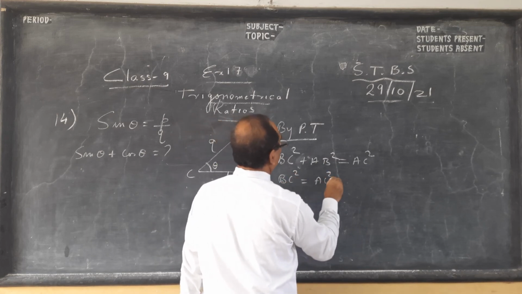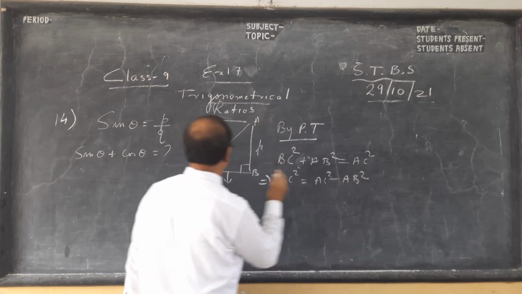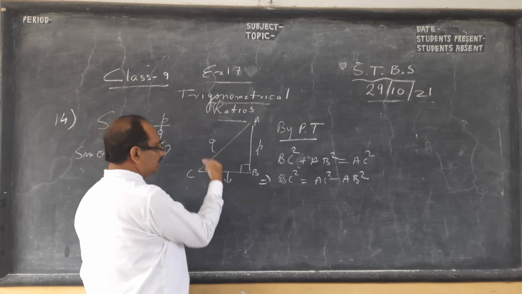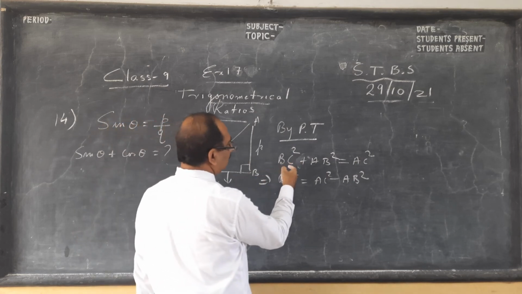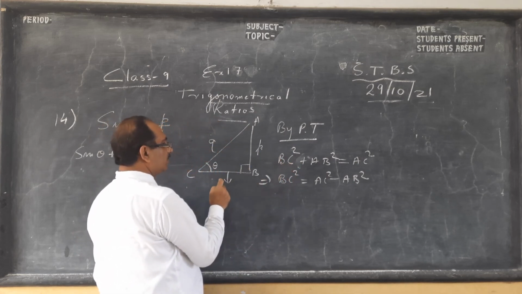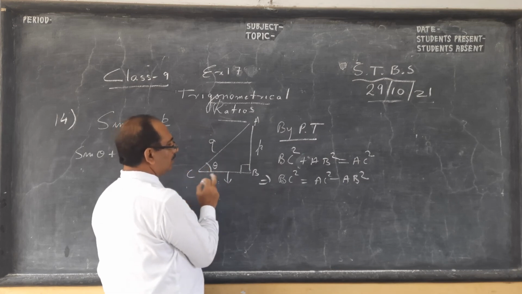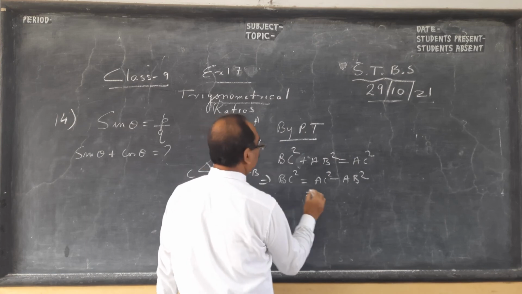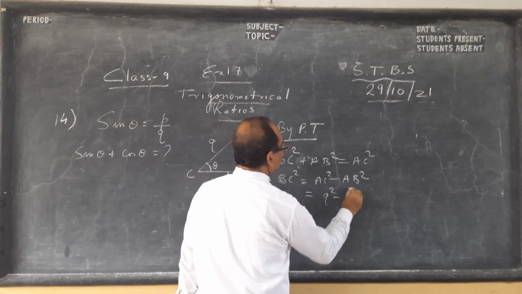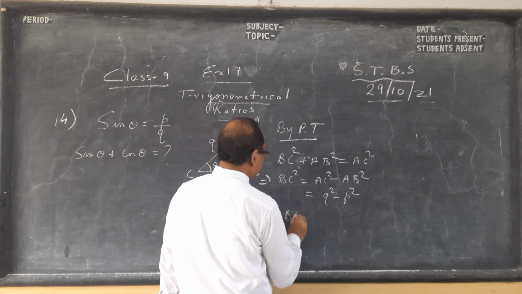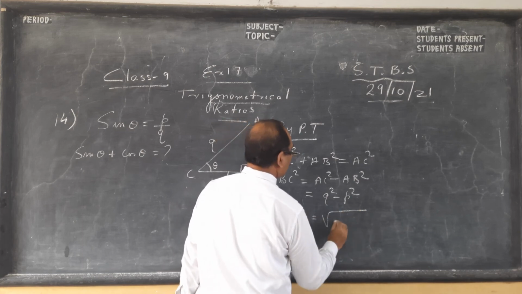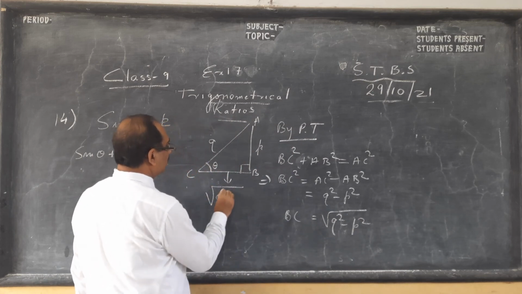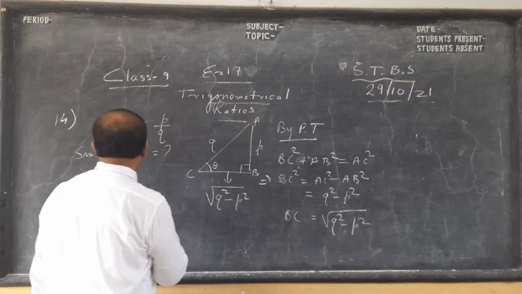AC square minus, you could have come to this step directly. This is this square minus this square. And this is this square plus this square. So I have started with the basic one. This square plus this square is this square. So this we have to know. So AC, children, is Q and AB is P. So if you find BC, it will be root over Q square minus P square. This is my base. So let us substitute.